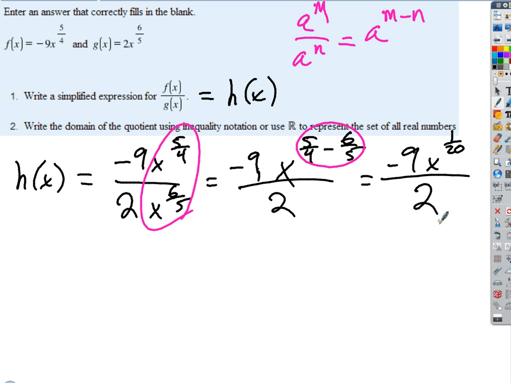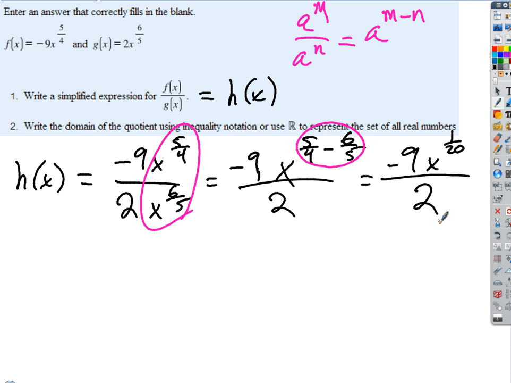Okay, we can't divide by 0, right? And we can't take, what? Okay, we can't take an even root of a negative number, right? So now, if we just look at h of x, at the simplified expression, which of those rules do we have to be concerned about? Okay, there's no x on the bottom, is there? So the only one we really have to be concerned about is the even root of a negative number.